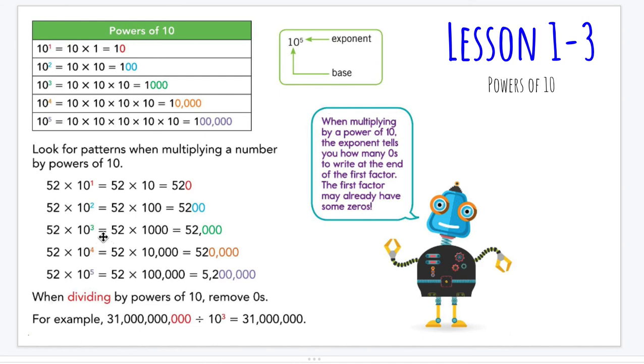So multiplying makes a number bigger, but what do you think dividing does? That's right, it makes a number smaller. So when I divide by powers of 10, instead of adding them on the back, what am I going to be doing? That's right, I'm going to be removing the zeros from the back. So let's look at this large number right here. That's 31 billion. If I'm dividing by 10 to the 3rd power, I'm going to be removing 3 powers of 10. So I'd be removing this one, and this one from the back, leaving this value of 31 million.